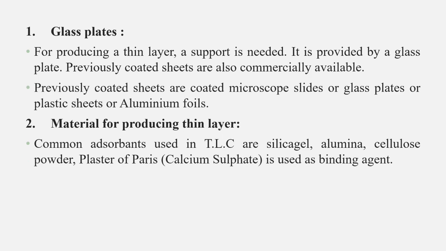Just remember one thing: glass plates or aluminum plates. Materials for producing the thin layer: the common adsorbent used in TLC is silica gel. Most commonly used is silica gel. We will pour silica gel on the glass plates to produce the thin layer. Other components are alumina, cellulose powder, and plaster of Paris, which is used as a binding agent.